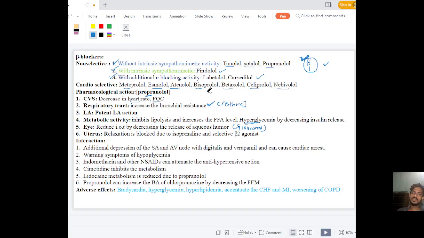So timolol is one of the important drugs that is used in glaucoma. In the uterus, the relaxation it causes is blocked by isoprenaline and selective beta 2 agonists. If we talk about its drug interactions, there is additional depression of the SA and AV node with digitalis and verapamil, due to cardiac arrest. Then, the warning symptoms of hypoglycemia.